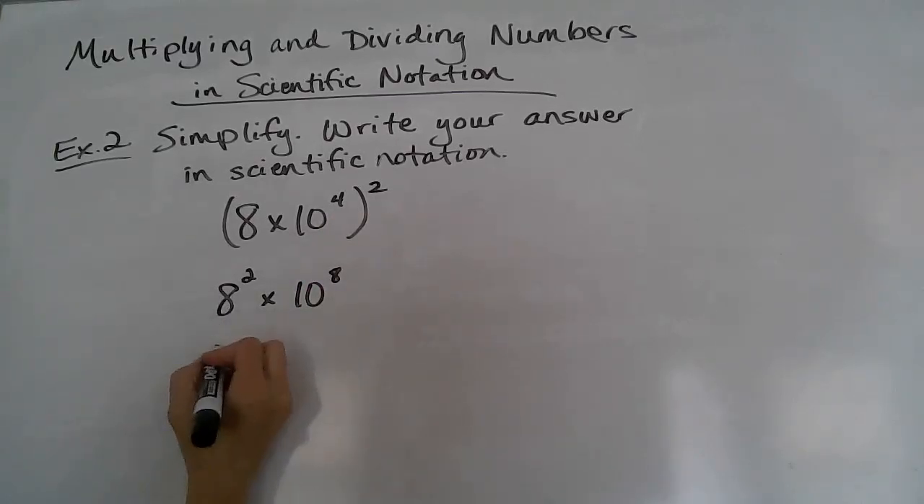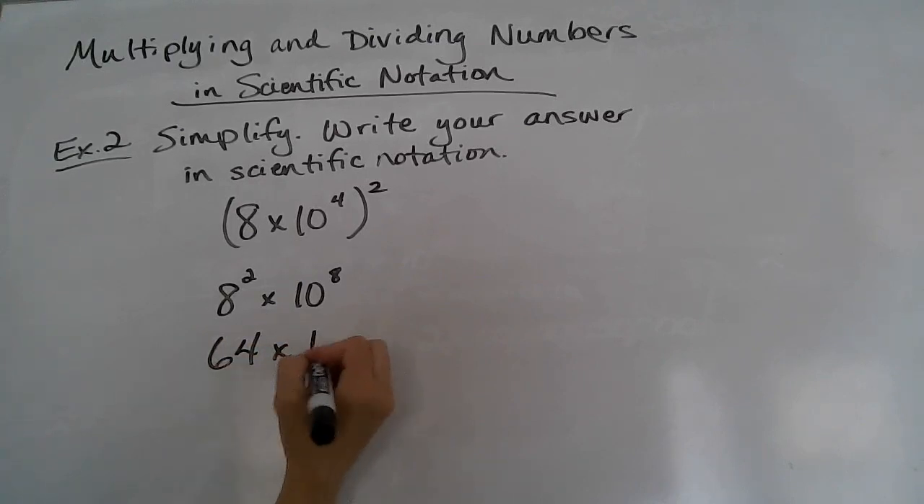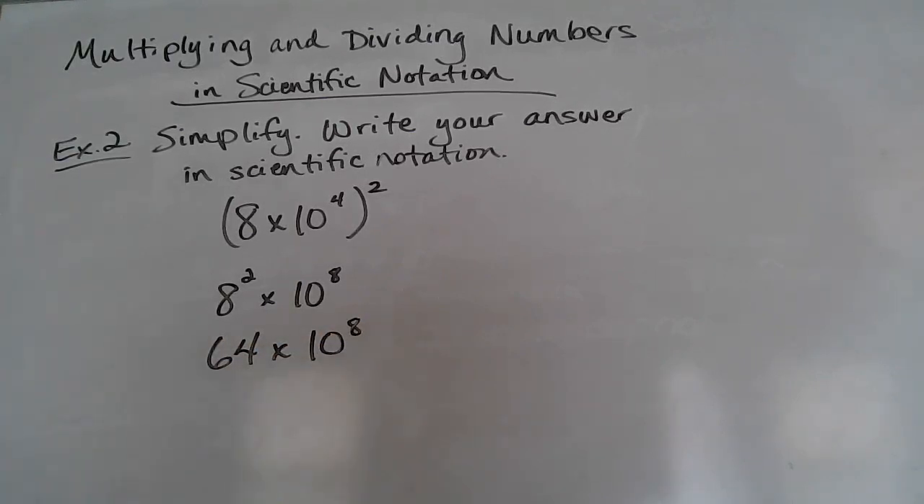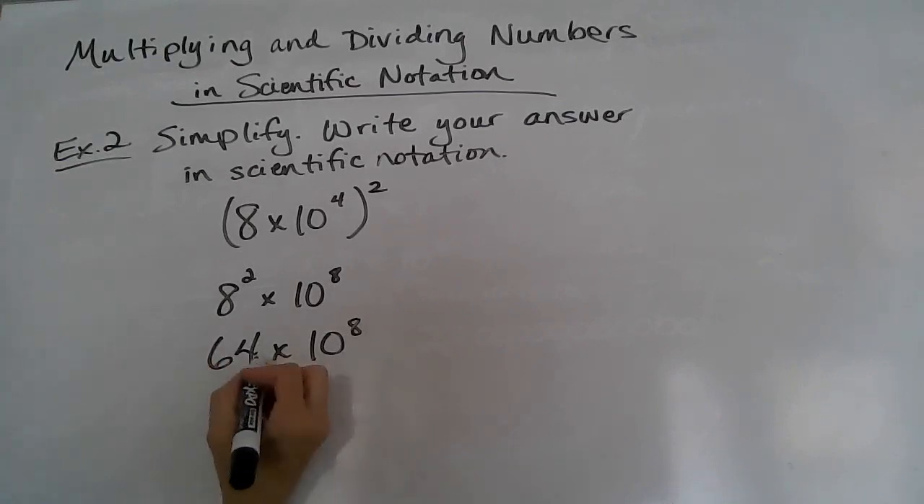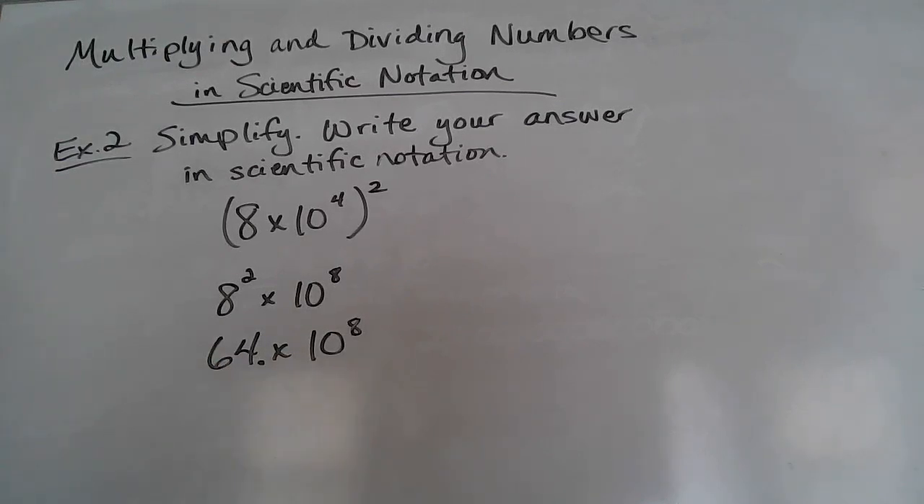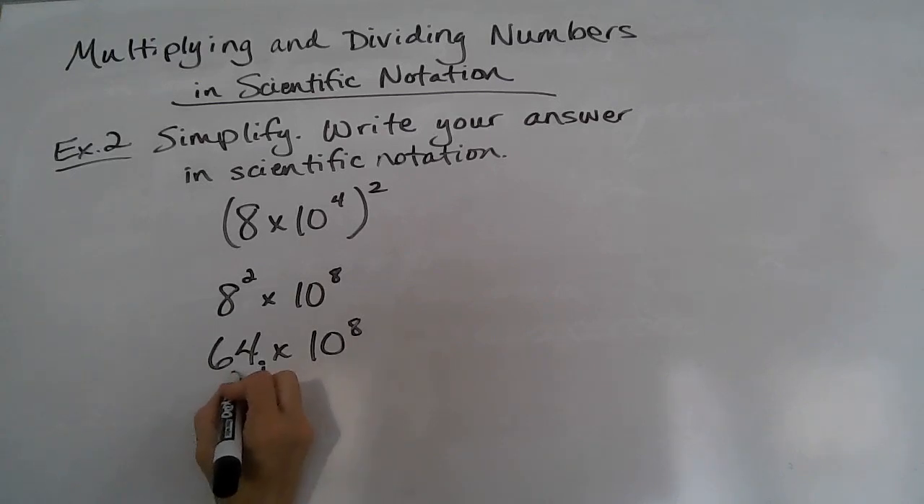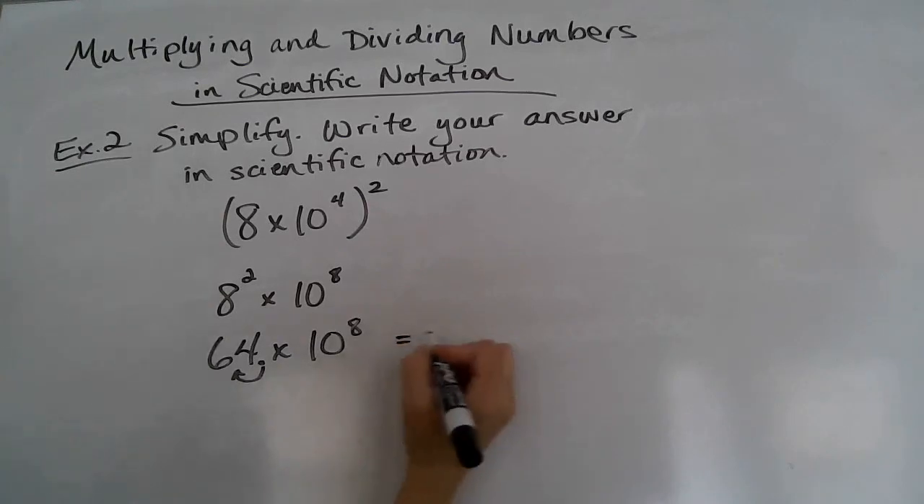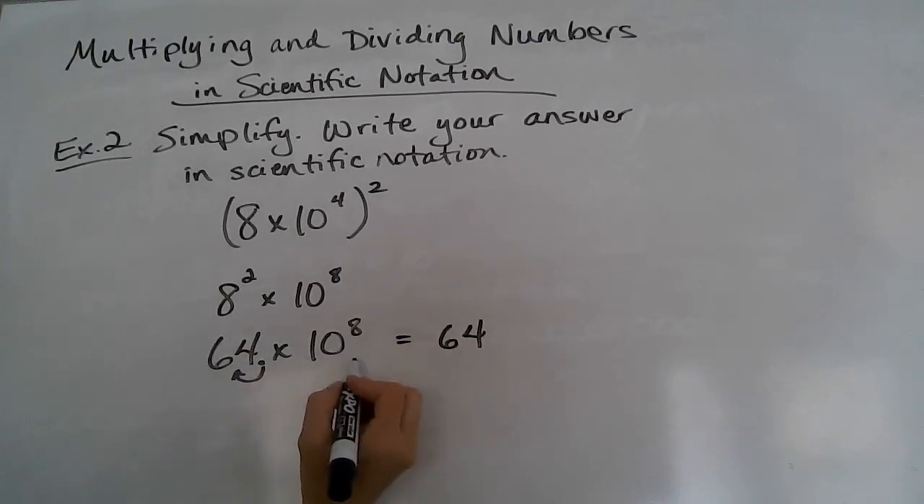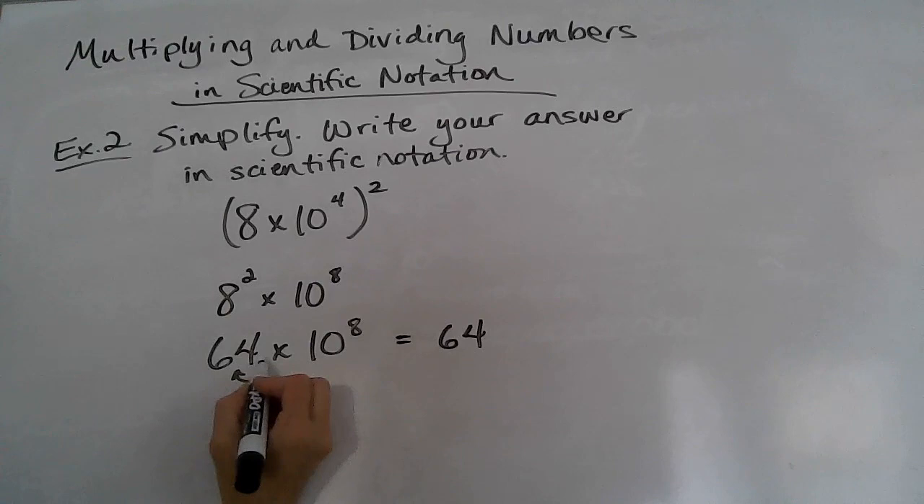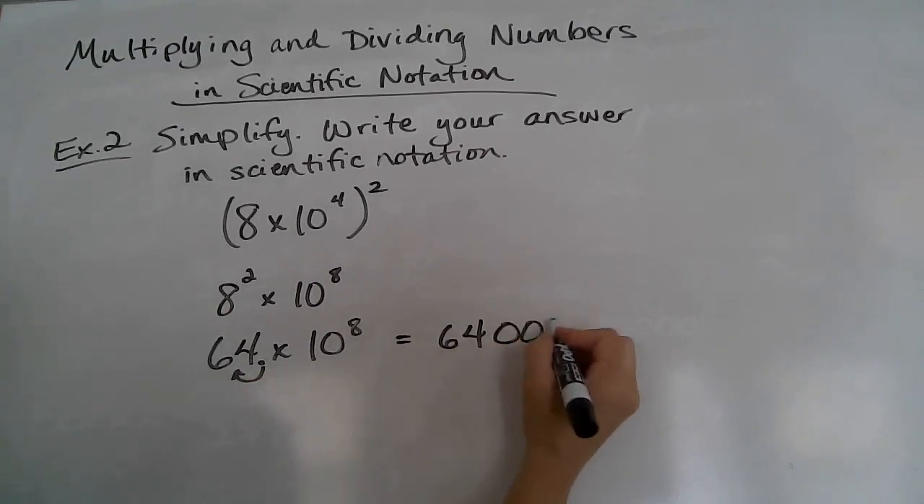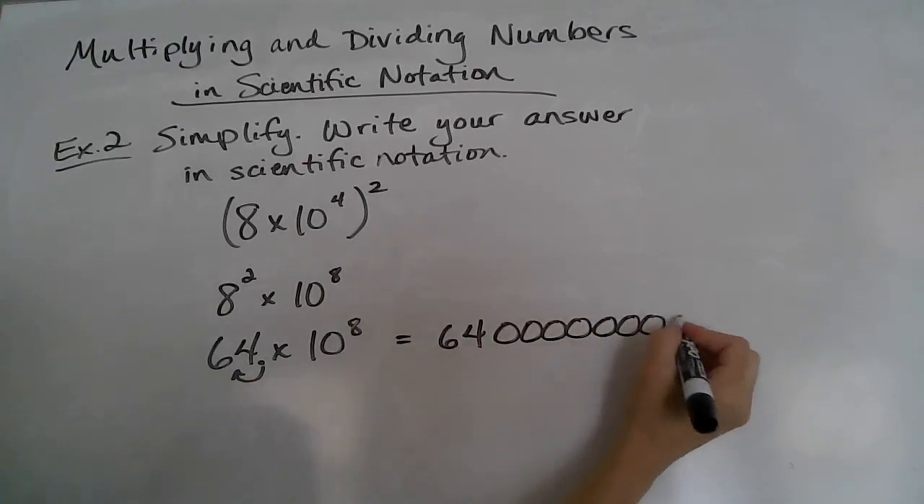And then 8 squared is 64. And we have 64 times 10 to the 8th, which is not in scientific notation. We have 2 digits to the left of the decimal, so we need to move it. And this ends up being very similar to the problem we just did. This number following these directions would be 64 followed by 8 empty spaces, which would be filled with zeros.